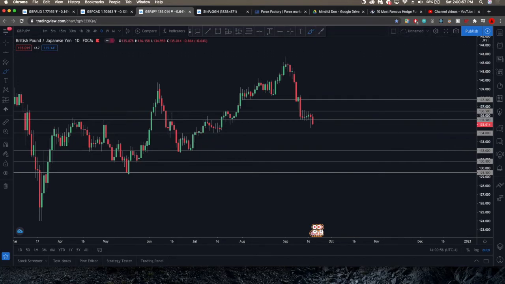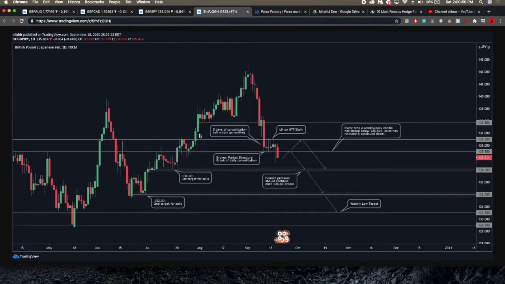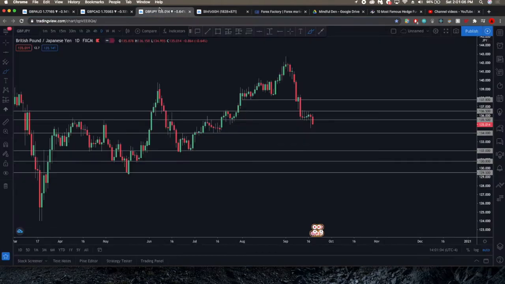This is GBPJPY analysis. I'm posting this link in the description below. Just change this level to 130.8. That suits it much better if you check on daily, right? Right there, price activity. So that's it.